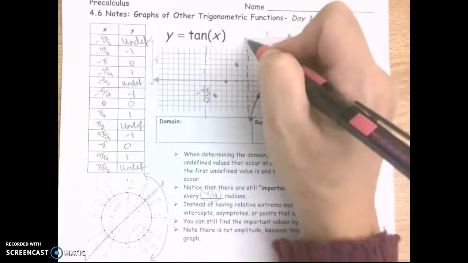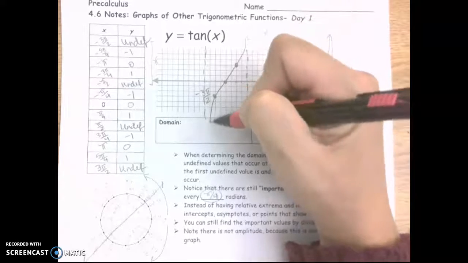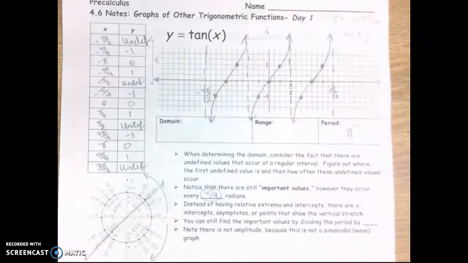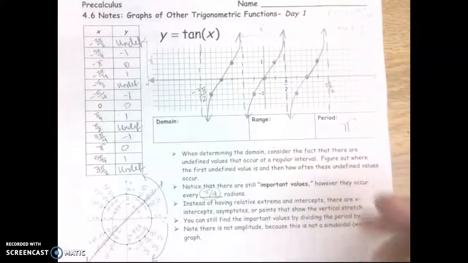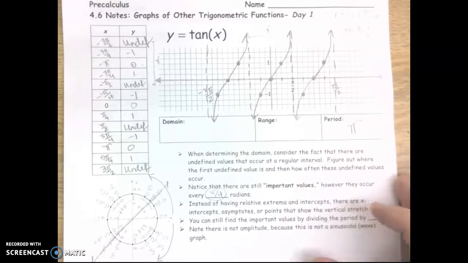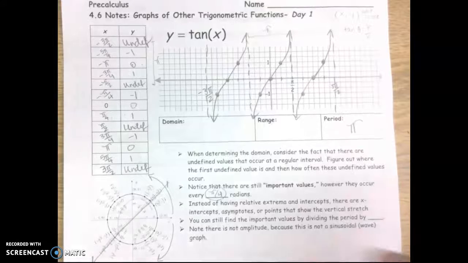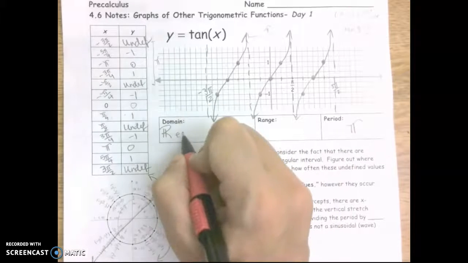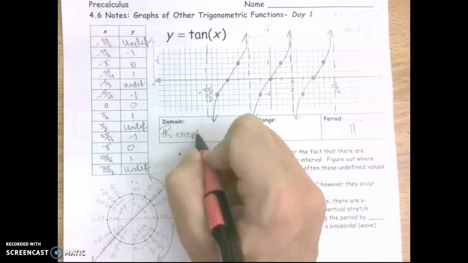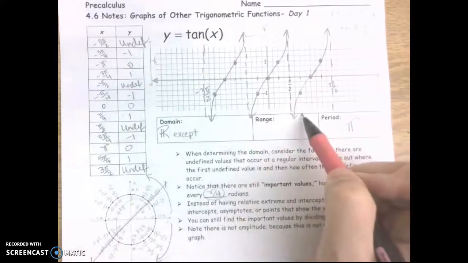You just do the best you can there. And there's my tangent function. Okay, the domain here, so there are restrictions. And this gets kind of tricky because the way you have to list your domain is, first of all, it's all real numbers except each of these asymptotes.